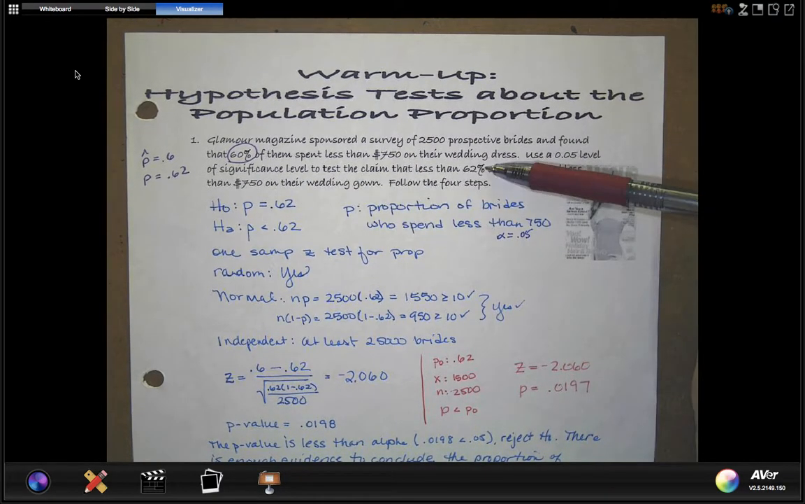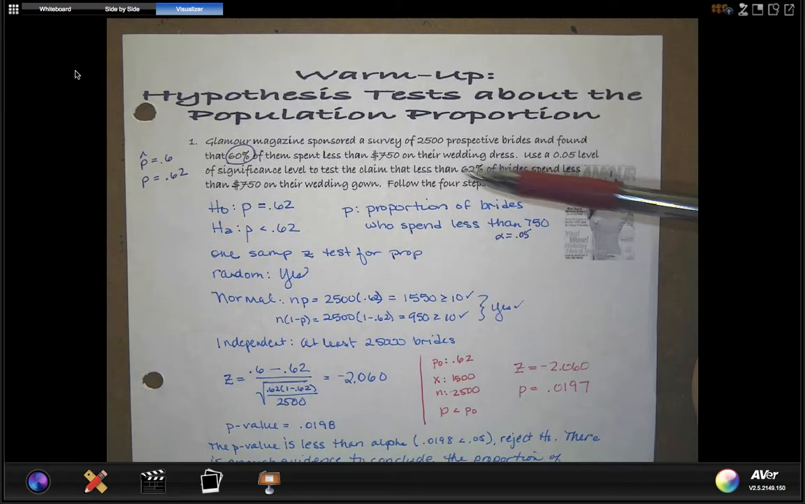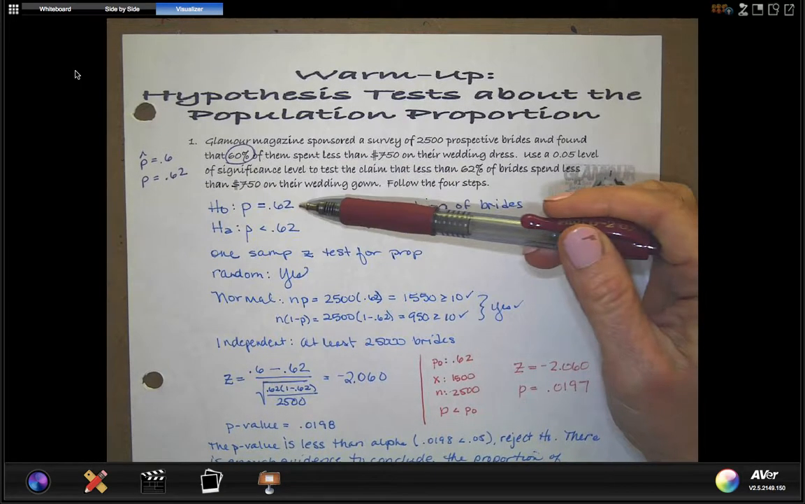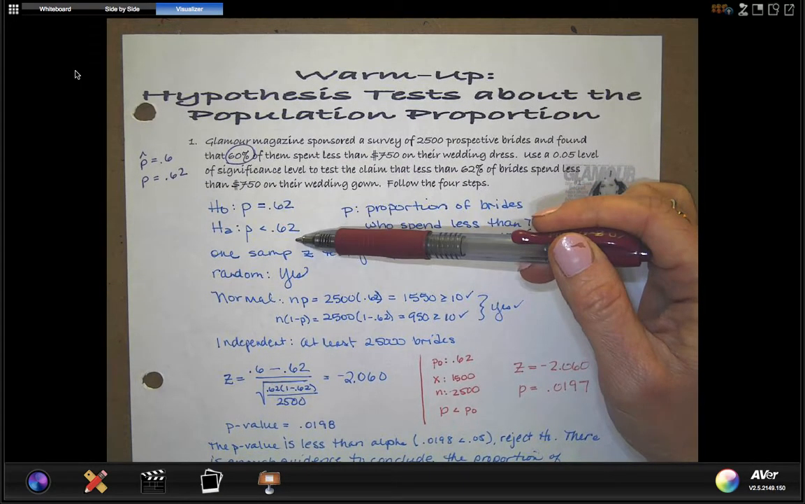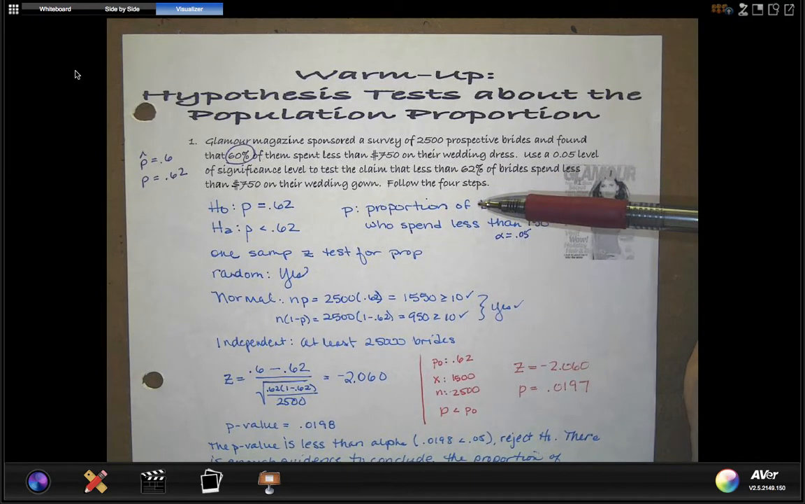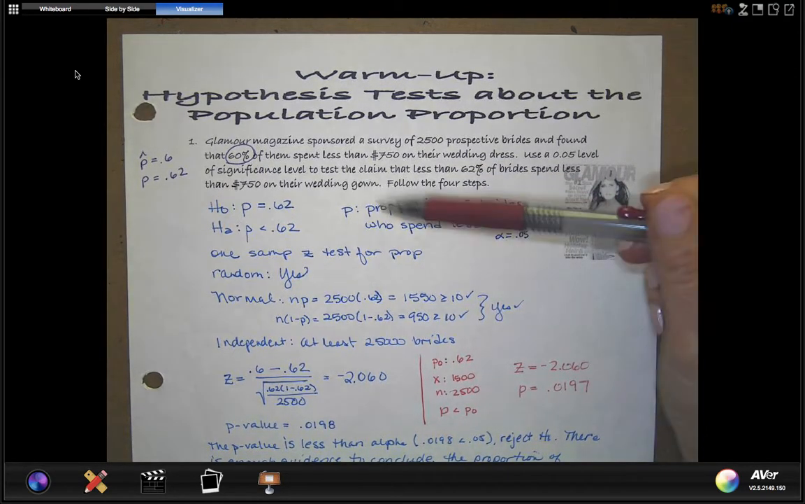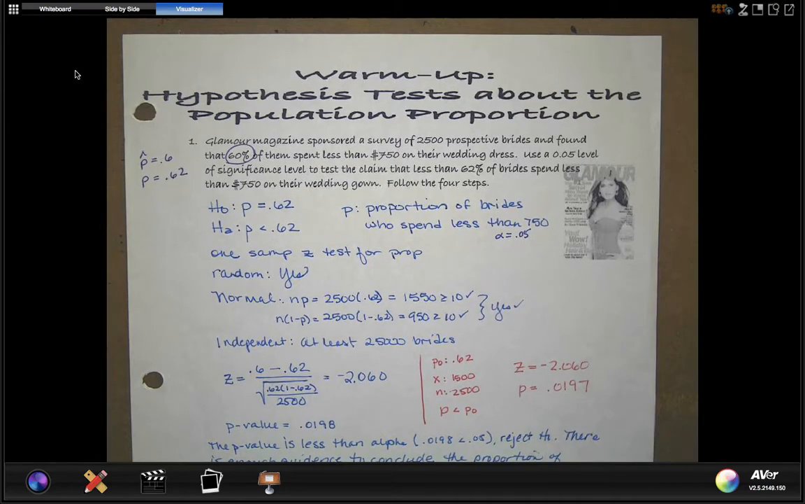So we want to, that's what they're claiming about the population. So that's why that's my P. So my null says they're equal, alternative says less than 0.62. So P is the true proportion of brides who spend less than 750.